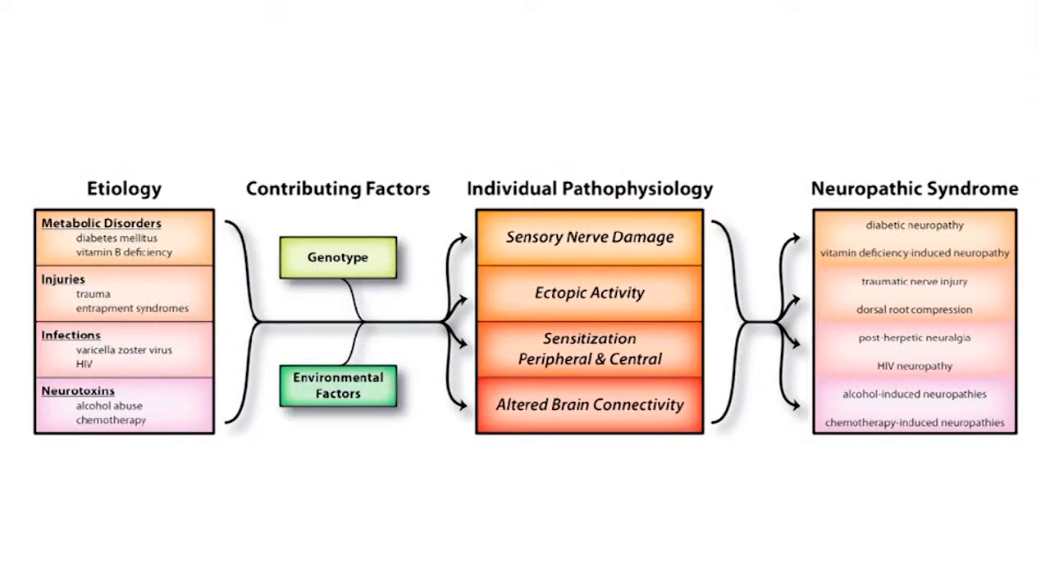So the next slide illustrates the link then between etiology and neuropathic syndromes. And in the past, that was all we really discussed: etiological factors that produce the pain in our patients and defining the particular syndrome our patients had. What was really missing were these contributing factors such as genotype and environment, and even more so, the individual pathophysiological changes that occur in the peripheral and central nervous system that are actually responsible for generating the pain that our patients complain of.